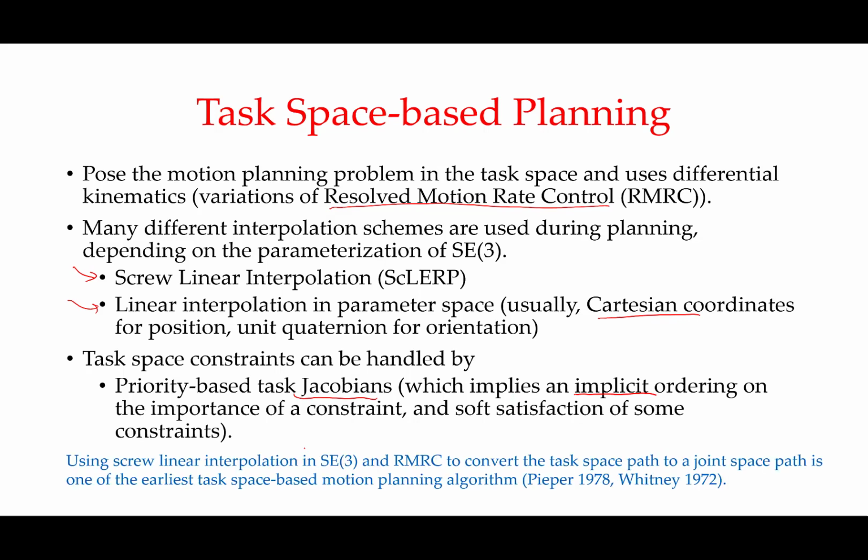One of the earliest approaches for motion planning is based on screw linear interpolation. In this approach, ScLERP was used for obtaining a path in SE3 and a pseudo-inverse of the Jacobian was used to get the corresponding path in the joint space. However, most modern task space-based approaches do not use screw linear interpolation. They use linear interpolation in parameter space. One common argument against using ScLERP is that the screw linear interpolation gives paths that are not intuitive to a user or operator. This critique was made in the context of pick-and-place operations of objects.